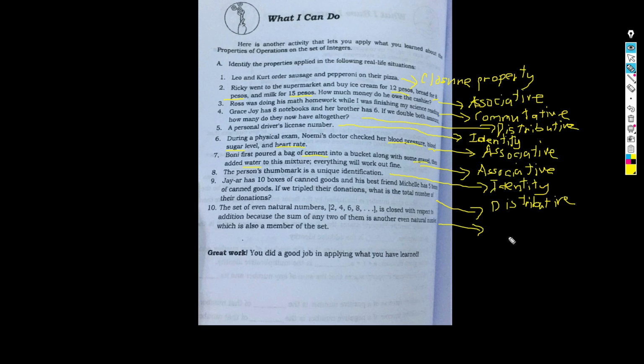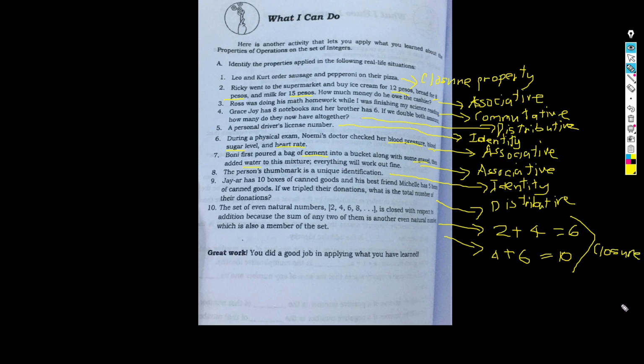Okay, now for number 10, the set of even natural numbers is closed with respect to addition because the sum of any two of them is another even natural number, which is also a member of the set. Oh, okay, so he's trying to tell us that 2 and then 4 is 6, which is also part of the set, which is a different number. Same with, let's say, 4 and then 6, that will give you a 10, which is also part of the set, which is closure. Yes, closure property.